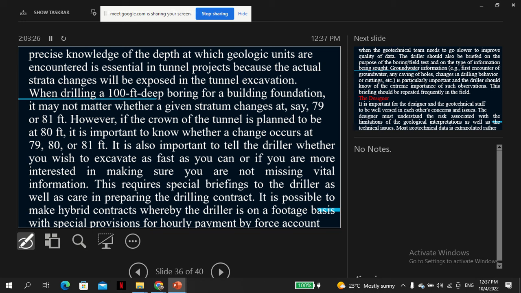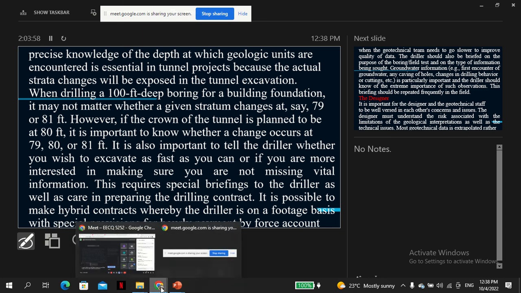Precise knowledge of the depth at which geological units are encountered is essential in tunnel projects, because the actual strata changes will be exposed in the tunnel's excavation. When drilling a 100-foot-deep boring for a building foundation, it may not matter whether a given change occurs at, say, 79 or 81 feet. However, if the crown of the tunnel is planned to be at 80 feet, it is important to know whether a change occurs at 79, 80, or 81 feet.